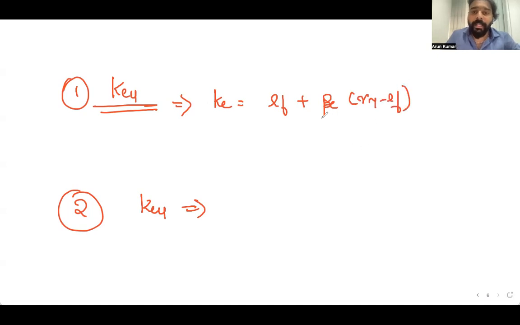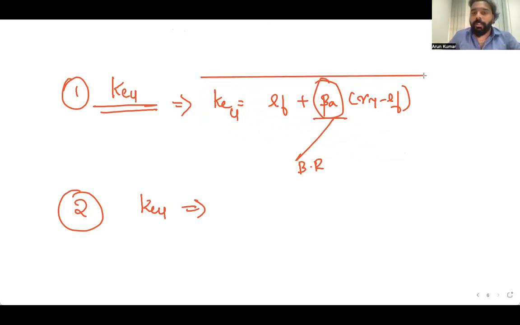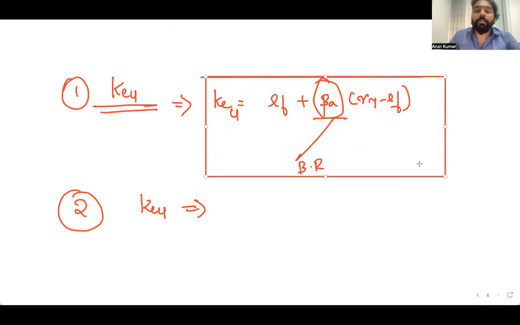If you remember, I have said that this systematic risk is indicated by the letter beta E. It includes both business risk and the impact of financial risk. But when you are calculating KE ungeared, we don't need the impact of financial risk. So instead of using the equity beta, we'll use beta A. Beta A indicates the business risk, so we are only considering the impact of business risk. We assume that the company is completely equity funded. So KE ungeared will give you the cost of equity if the company is completely funded through equity.